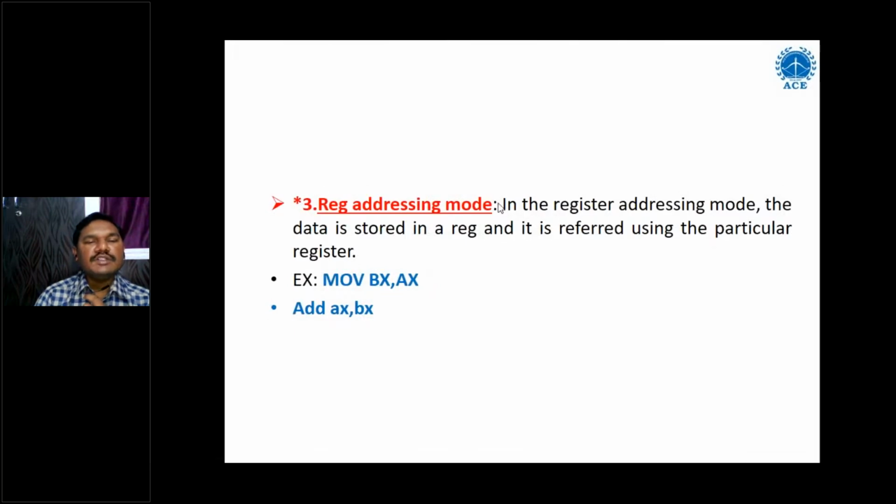Next, the third one is register addressing mode. In register addressing mode, the data is stored in a register and it is referred to using that particular register. If there is a data movement from register to register, or an operation between register and register, it is called register addressing mode. Here MOV and ADD are called opcodes, and BX and AX are called operands.